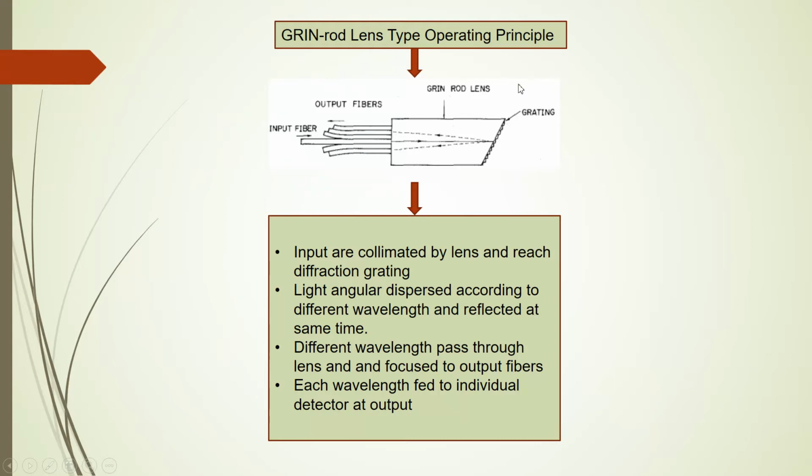The operating principle is that the input is collimated by the lens and reaches the diffraction grating here, and the light is angularly dispersed according to different wavelengths and reflected at the same time. The different wavelengths pass through the lens and are also focused to the output fibers at the same time. Each wavelength is fed to an individual detector at the output.